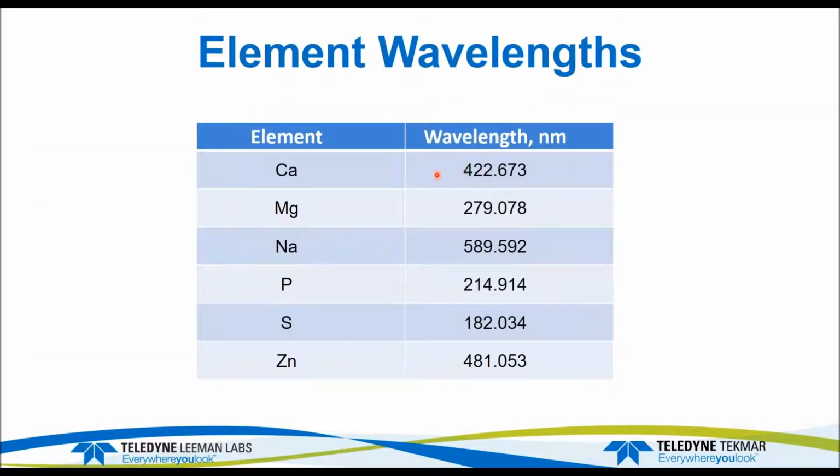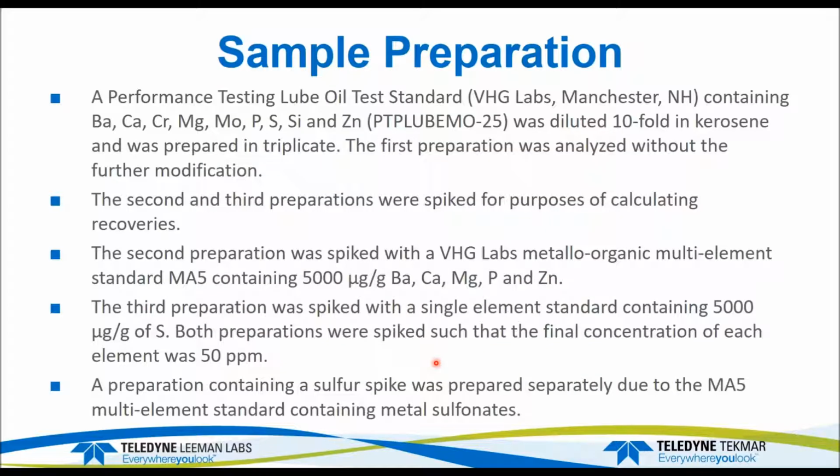Here are the wavelengths that we used. Because the concentrations of some of these are really high, we're using non-primary lines, particularly this calcium line and this zinc line, because the concentrations of those elements are quite high. We did dilution. In this case, we got a performance testing standard, which is available from VHG or LGC, and it's certified. You do the dilution, run the sample, send the results, and then you get a comparison of the results you got back.